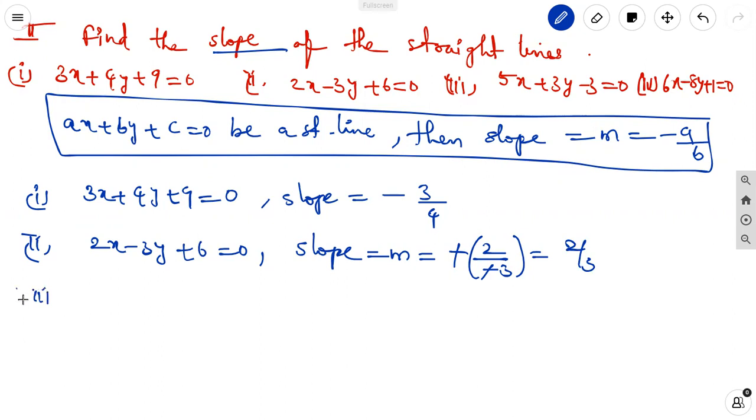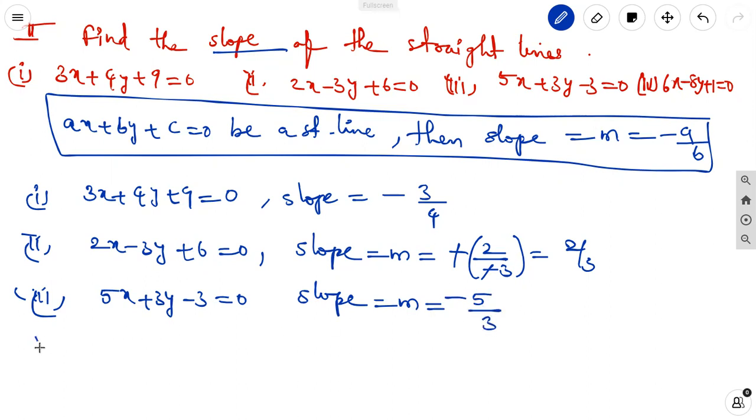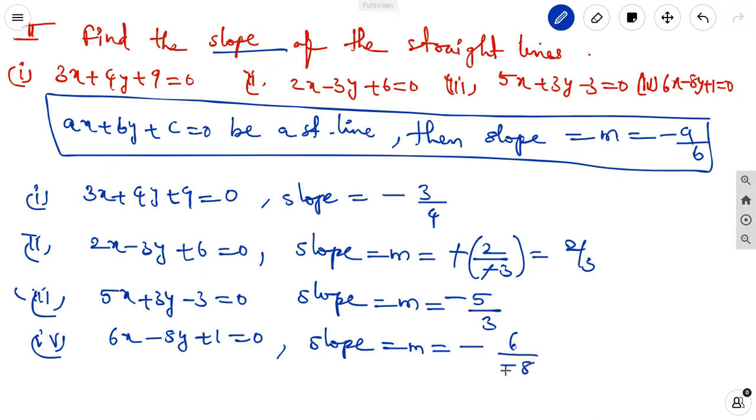Third one is 5x plus 3y minus 3 equal to 0. The slope is denoted by small m, minus a by b. Fourth one, 6x minus 8y plus 1 equal to 0. In this, slope equal to small m equal to minus a by b, a is 6, b is minus 8. Minus minus cancel, 2 3s are 6, 2 4s are 8, so 3 by 4.